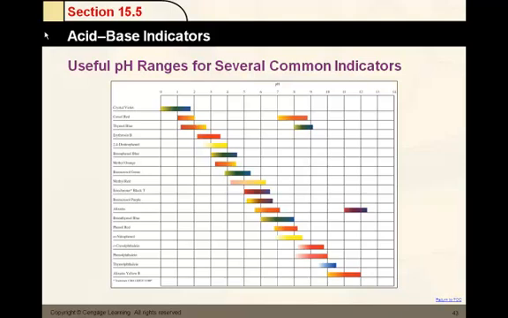Thus the name thymol blue. It wouldn't be a very good indicator name if it didn't turn blue at some point. That and alizarin are two examples of indicators that have two color changes. Most of these indicators just have one color change. So depending on where your end point is, you may choose a pH indicator that might indicate that end point.